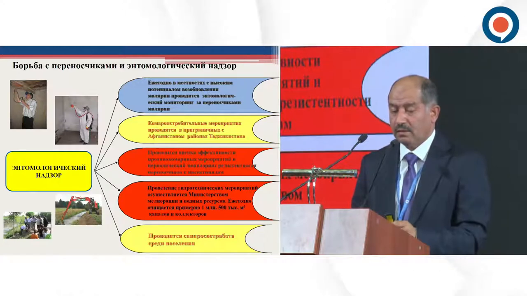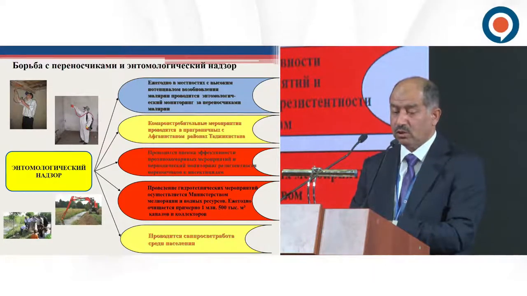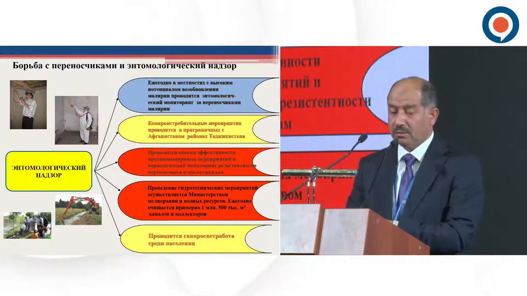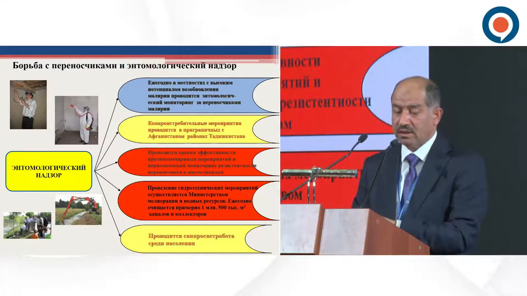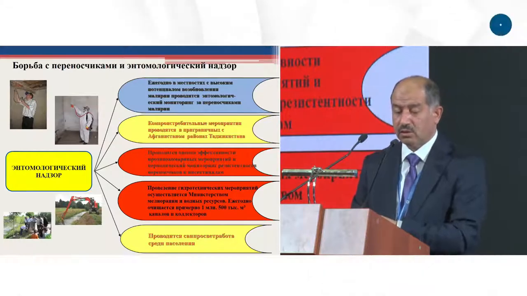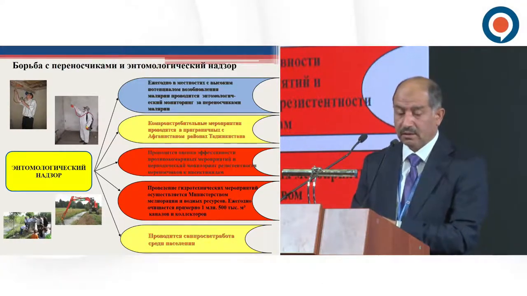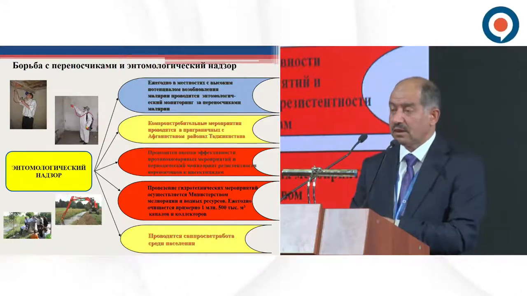What do we do there? On an annual basis, we run entomological monitoring for malaria. We are extinguishing and deleting the points of distribution of mosquitoes. We are steadily running monitoring of resistance to insecticides. At the same time, together with the Ministry of Melioration and Water Resources, we are supporting the following events.